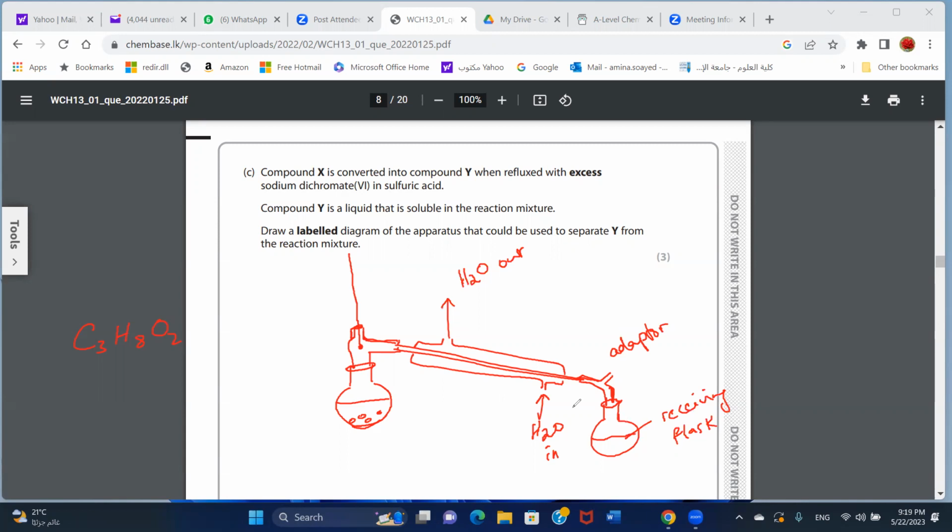Isn't it, Rodina? What do you mean? I don't understand what you want me to draw. No, Miss, that's what I meant. Thank you. You're welcome. So here we draw a thermometer. Here we write the reaction mixture, the reaction mixture that we want to separate the carboxylic compound Y. Here, of course, we have to show that here is a heat, and these are anti-bumping granules.